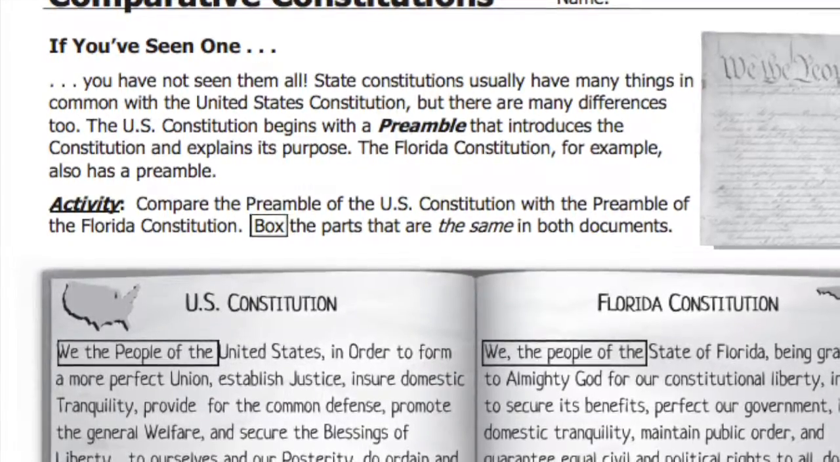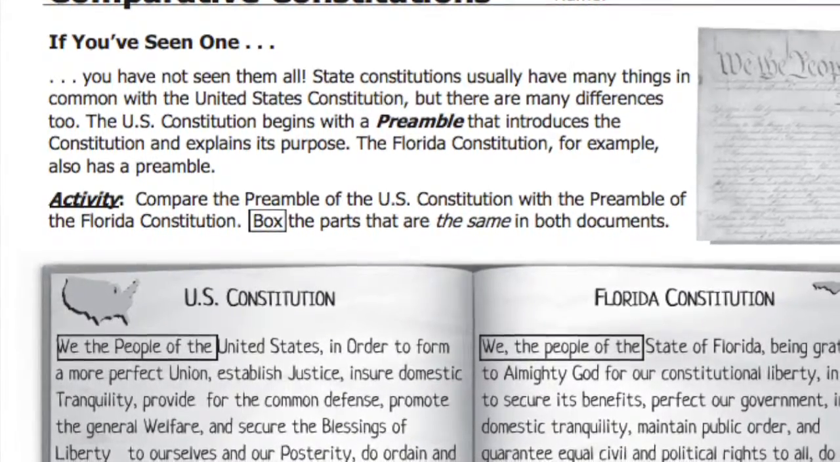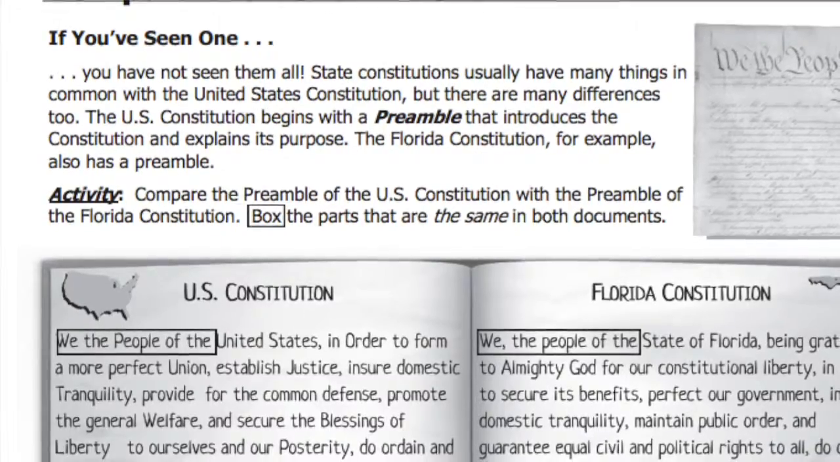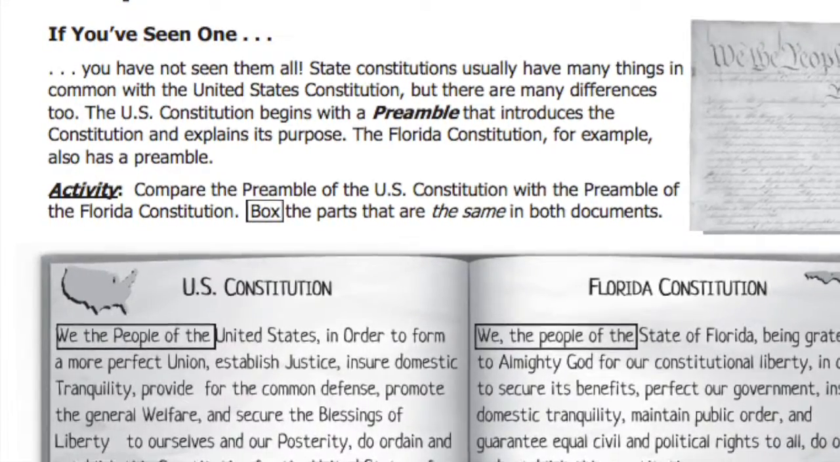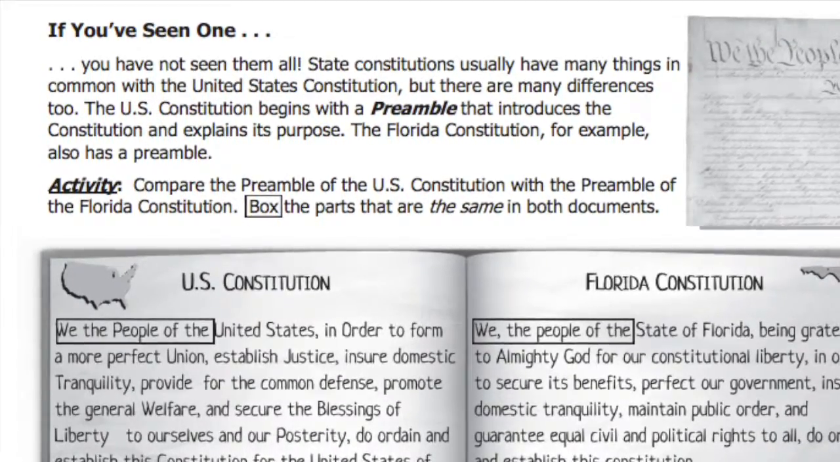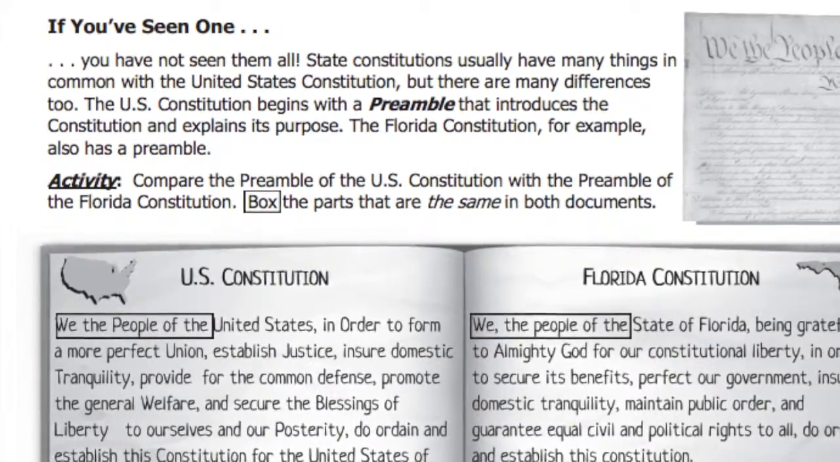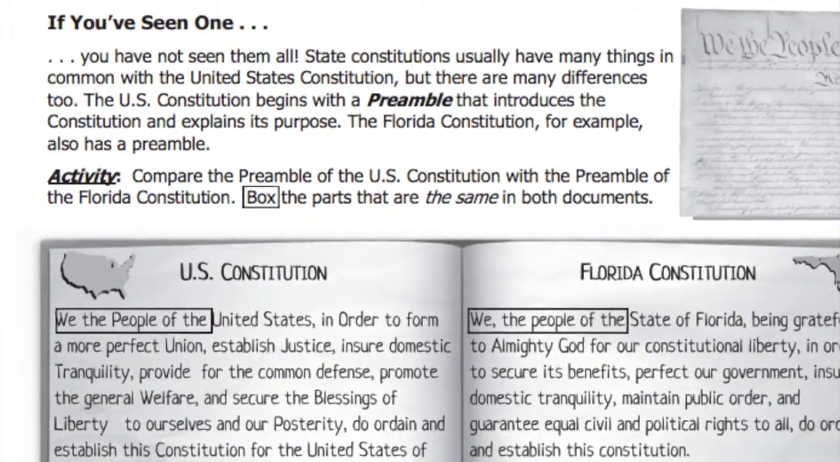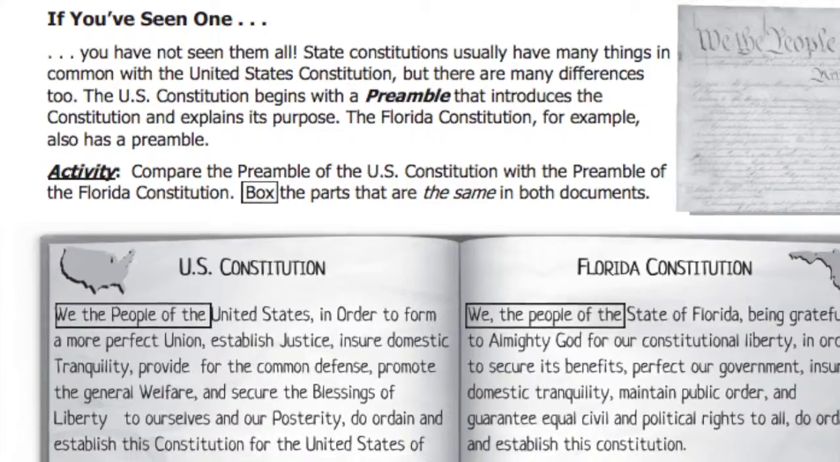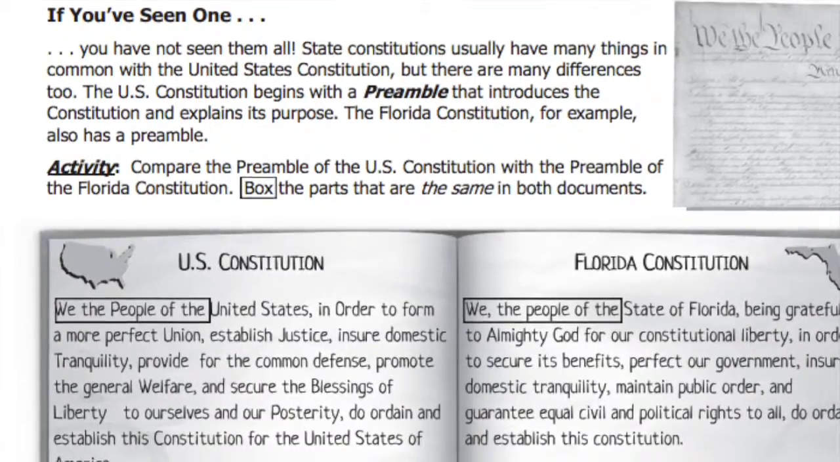State constitutions usually have many things in common with the United States Constitution, but there are many differences too. The U.S. Constitution begins with a preamble that introduces the Constitution and explains its purpose. The Florida Constitution, for example, also has a preamble.